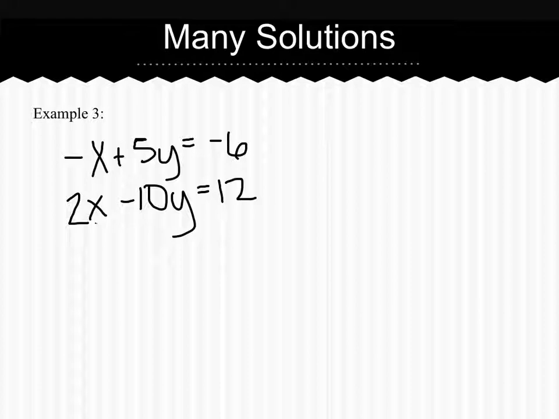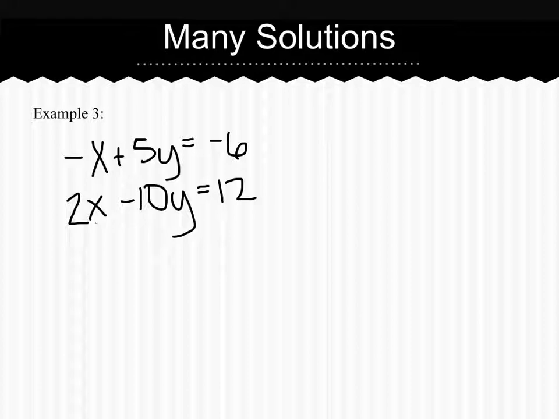Our last example, example 3, we have the equation -x plus 5y equals -6, and 2x minus 10y equals 12. Notice that both of these are written in standard form: ax plus by equals c, so we've got our x term, our y term, and then our constant after the equals. We're going to make sure that either the x values or the y values have the same coefficient with opposite signs. So I've got -x and 2x, I've got 5y and -10y. I'm going to look at my y's, since I know that 5 and 10 go nicely together.